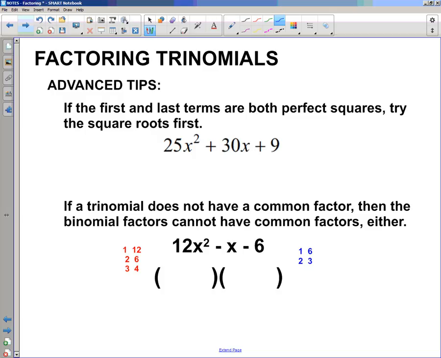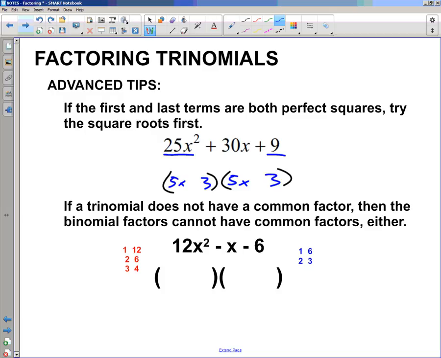The first hint that I'm going to give you is if you are ever factoring a trinomial and you notice that your first and your last terms are both perfect squares, then I would encourage you, before you try anything else, to try the square roots that would give you those perfect squares. For example, 25x squared we could get from 5x times 5x, and 9 we could get from 3 times 3. Go ahead and give that a shot and see if that'll work.